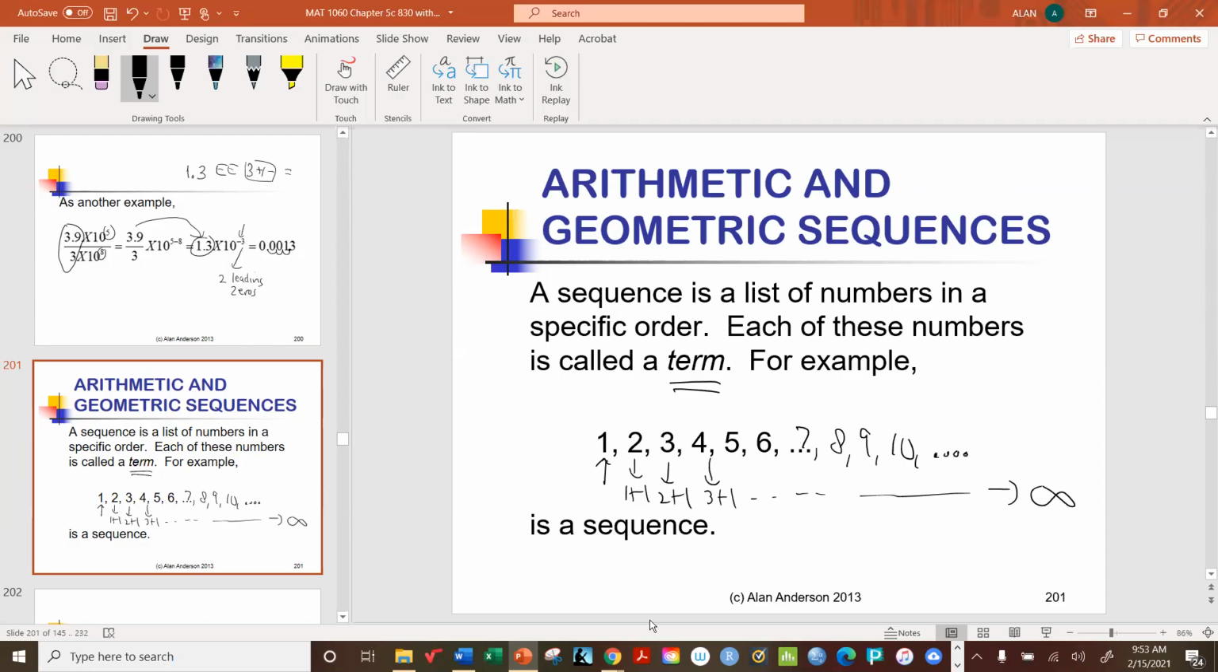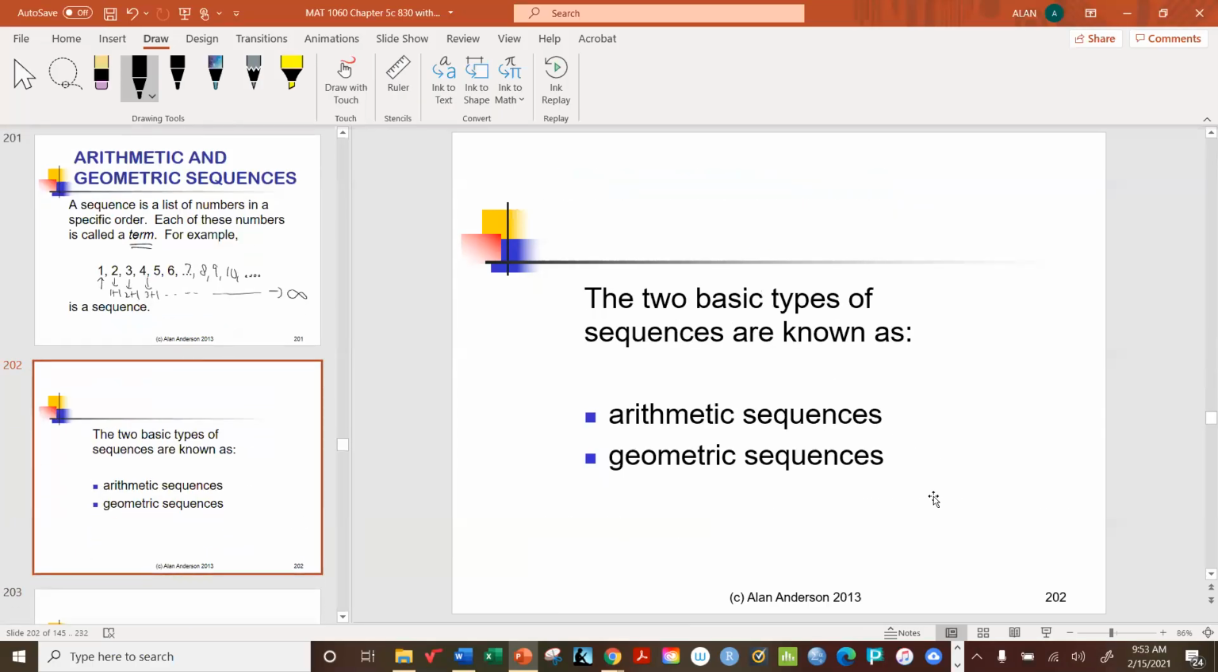So anyway, the idea of the sequence we've already run into, it's just that these are different kinds of sequences. The patterns are different. And it's the pattern that determines what kind of sequence it is. But once we know the pattern, we can figure out any term we want in that sequence. So, like I said, there's 2 basic types, arithmetic and geometric. And we'll start with arithmetic because it's simpler.